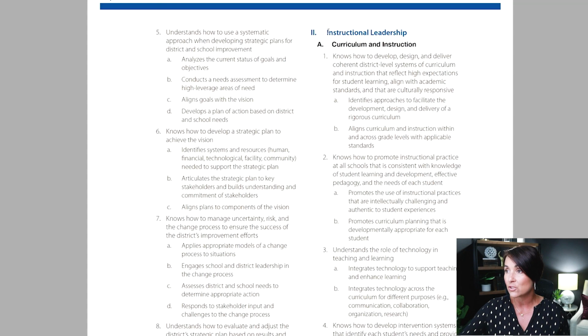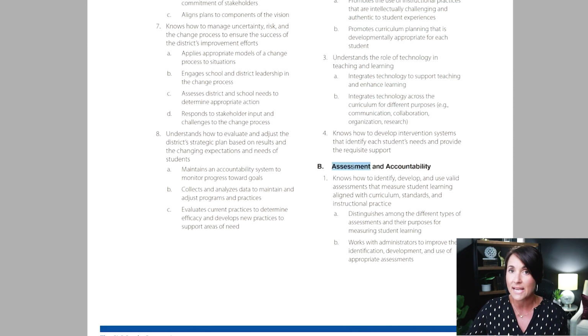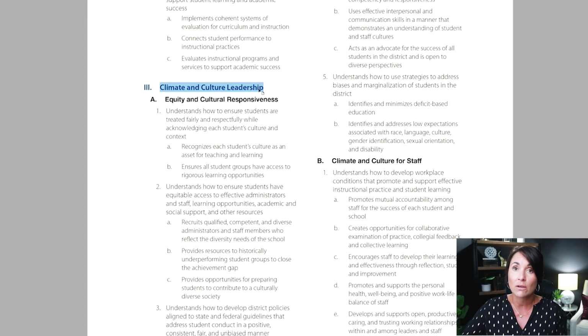So then we go here, we have instructional leadership, and again, we have curriculum and instruction, and all of that goes down. Assessment, of course, data-driven decision-making is going to be big for this. You're using district-wide data, not just school data. You're using district and state data to drive your instruction.